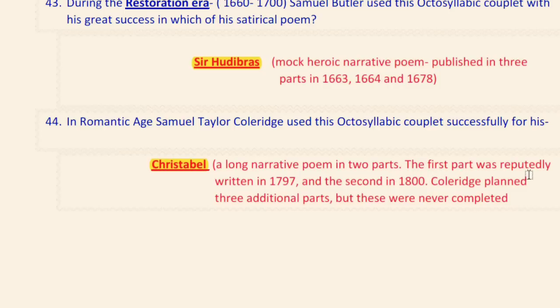The first part was reputedly written in 1797 and the second in 1800. Coleridge planned 3 additional parts, but these were never completed.